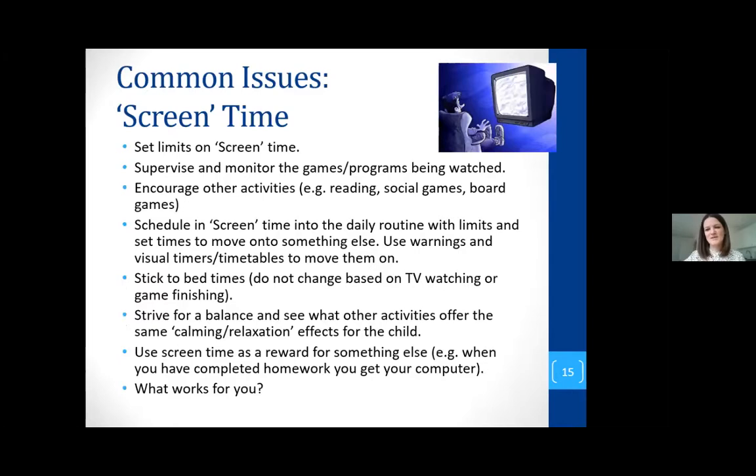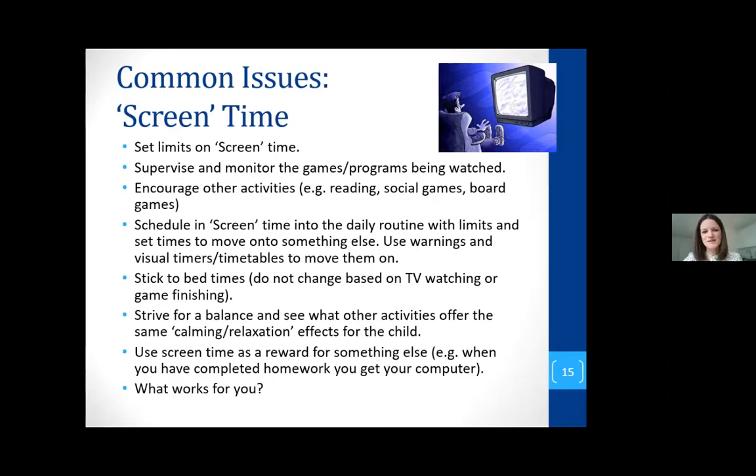So I've got 2 more slides, very quick ones. One about common issues, screen time. I'm sure everybody has problems getting young people off computers. I think it's really important that you set limits around that, because the less limits they have, the more they're just going to play on it.